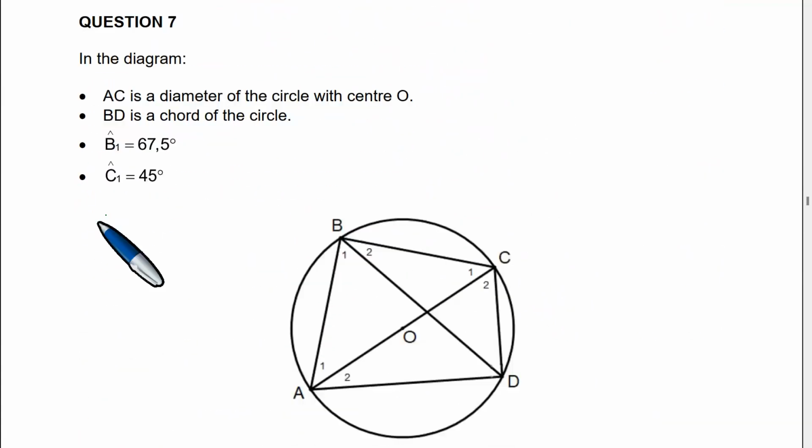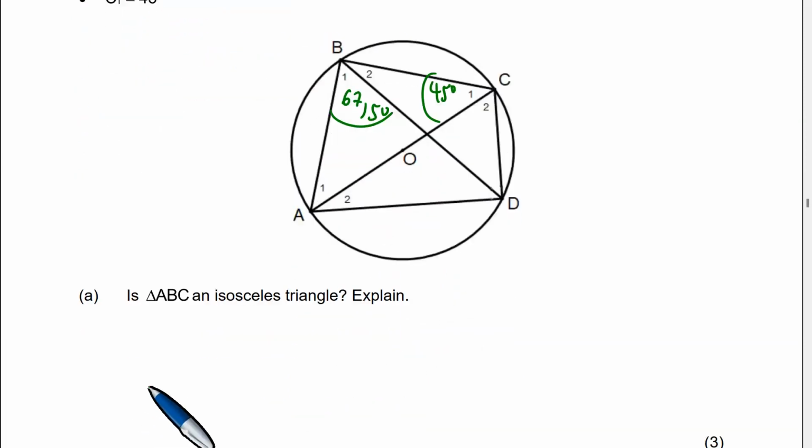So now let's look at this one. Question 7, diagram: AC is the diameter of the circle with center O, BD is a chord of the circle. And we have that B1 is 67.5 degrees, and C1 is 45 degrees. Is triangle ABC isosceles or not?